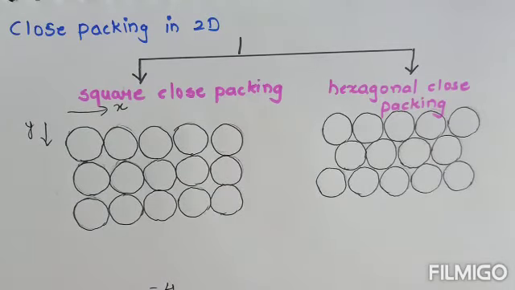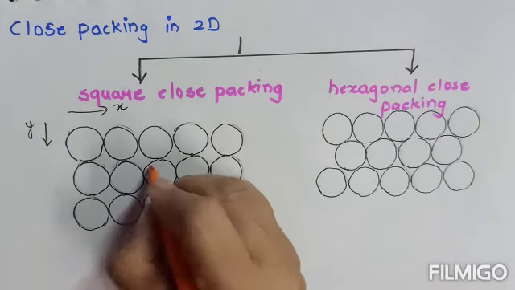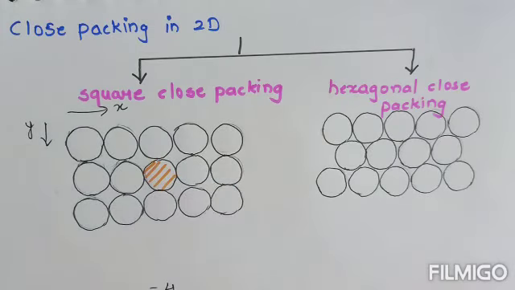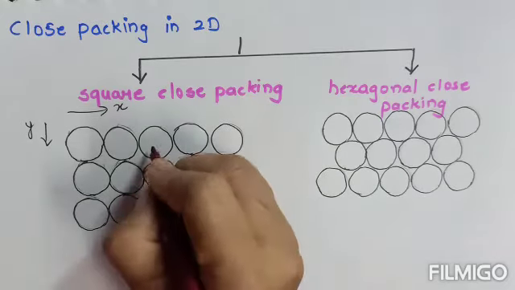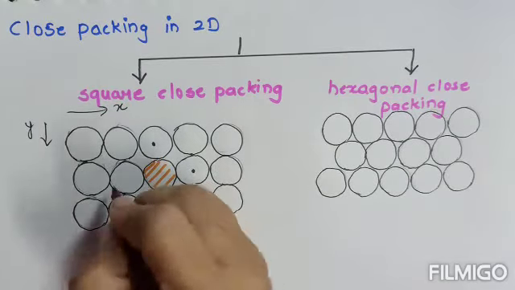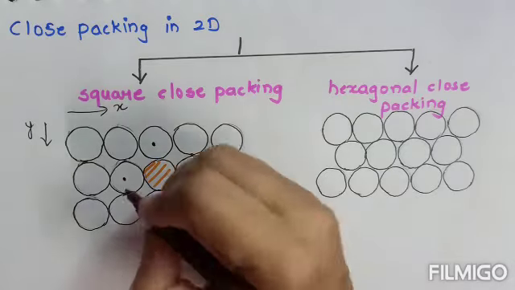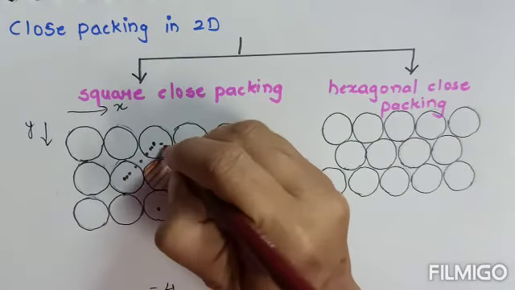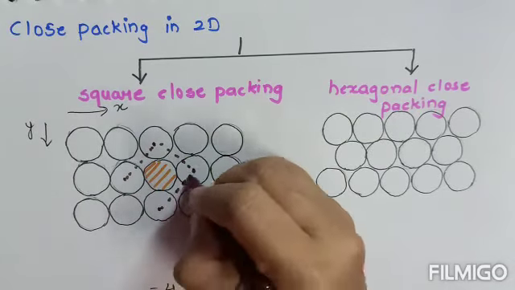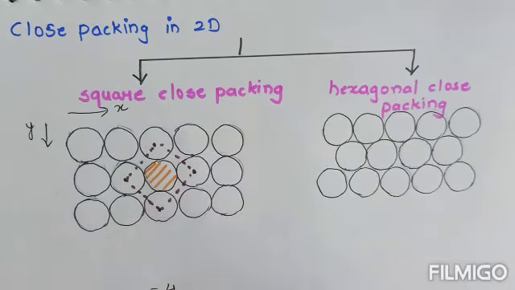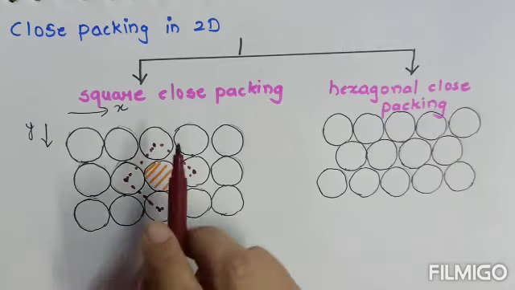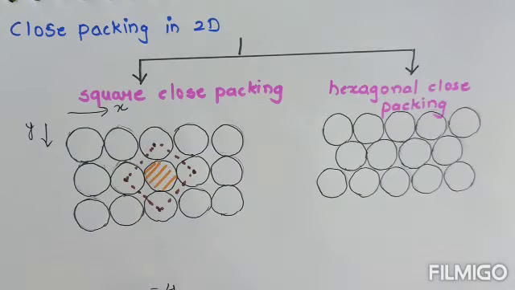Diagrammatically, how can we represent this? The constituent particles get arranged in the x and y axis. Let us focus on any one constituent particle, and we know it is in contact with 1, 2, 3 and 4 particles. If we join them, it will give a square, and therefore this packing is called square close packing.